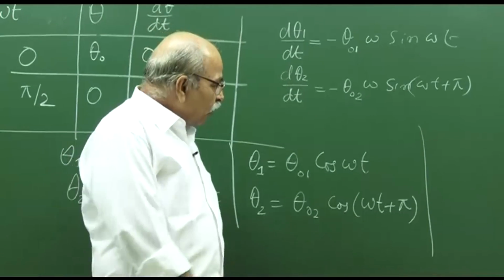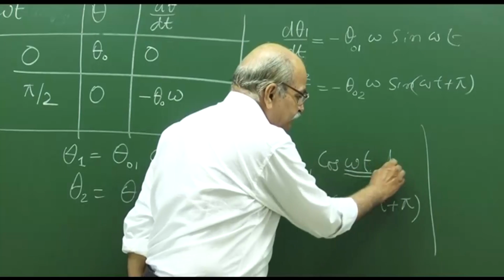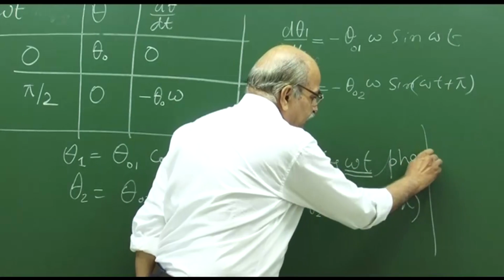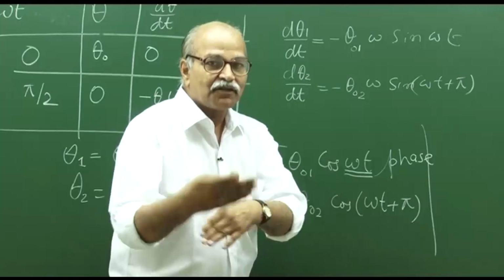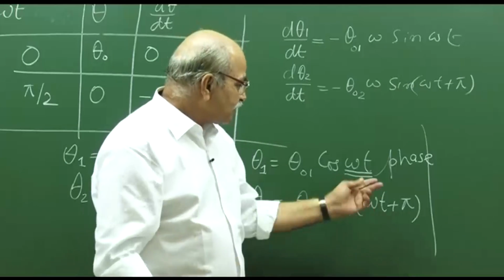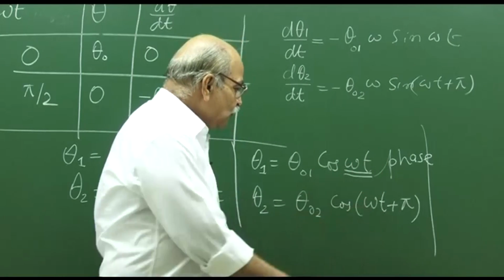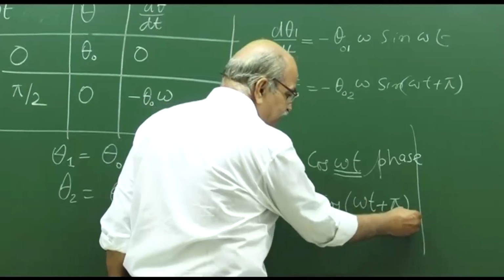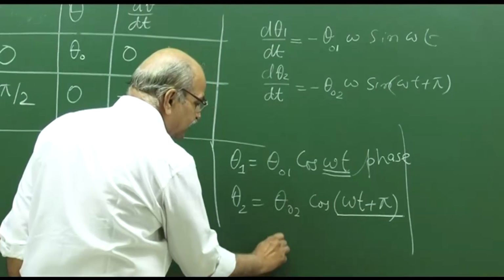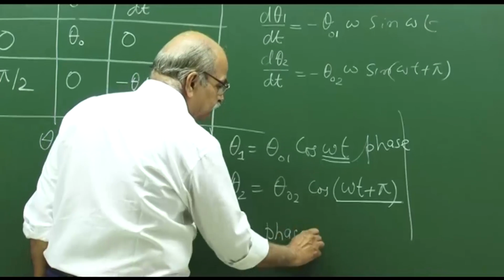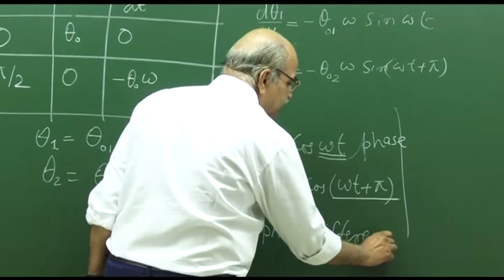So we call this angle itself as phase. It is describing the phase, right? The phase is in what state of oscillation it is, and this describes the phase completely. And if there are two motions, so this is the phase for the first one, this is the phase for the second one, and then we call the difference the phase difference, which here is pi.